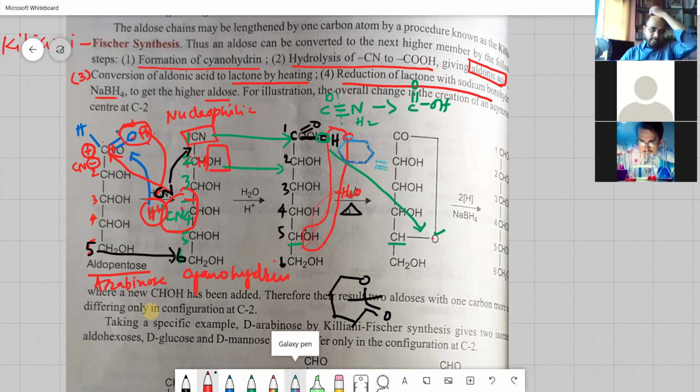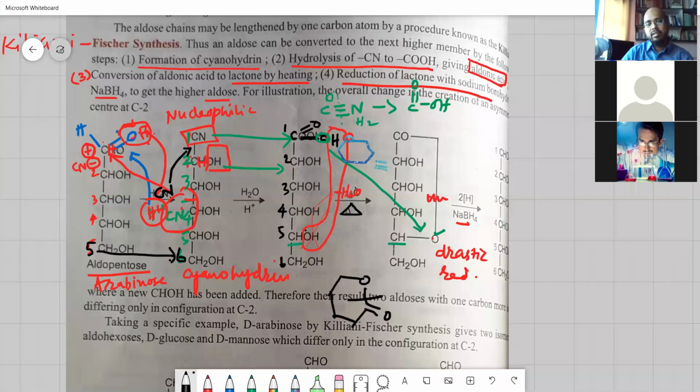Now in the last part of the reaction, you are adding 2 hydrogen in the presence of sodium borohydride. This is a kind of a drastic reduction, which breaks this chain, and therefore you get a molecule like this, which is written here.